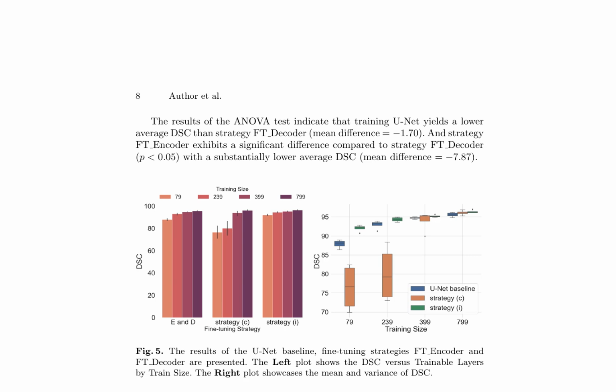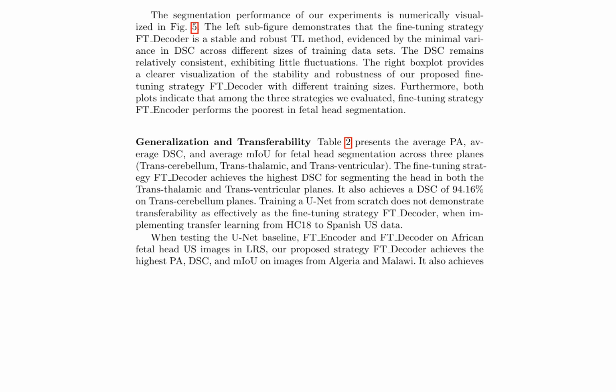Figure 5 presents a visualization of the segmentation performance of the UNet baseline and fine-tuning strategies FT encoder and FT decoder. The left plot shows the DSC versus trainable layers by train size, highlighting the stability and robustness of the FT decoder strategy, which exhibits minimal variance in DSC across different training dataset sizes. The right plot provides a clearer visualization of the stability and robustness of the FT decoder strategy, demonstrating that it outperforms the other two strategies in terms of DSC and variance.